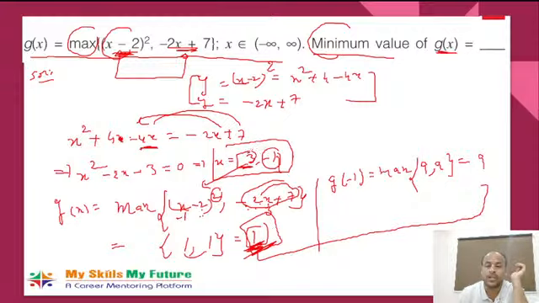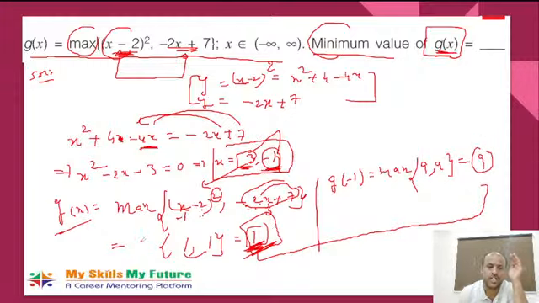Don't confuse. Out of 3 comma minus 1, minus 1 is the minimum and 3 is the maximum. But the question is asking for the minimum value of g of x, the function value. So replace the x value in g of x. At x is equal to minus 1, my answer is 9, the g of x value.